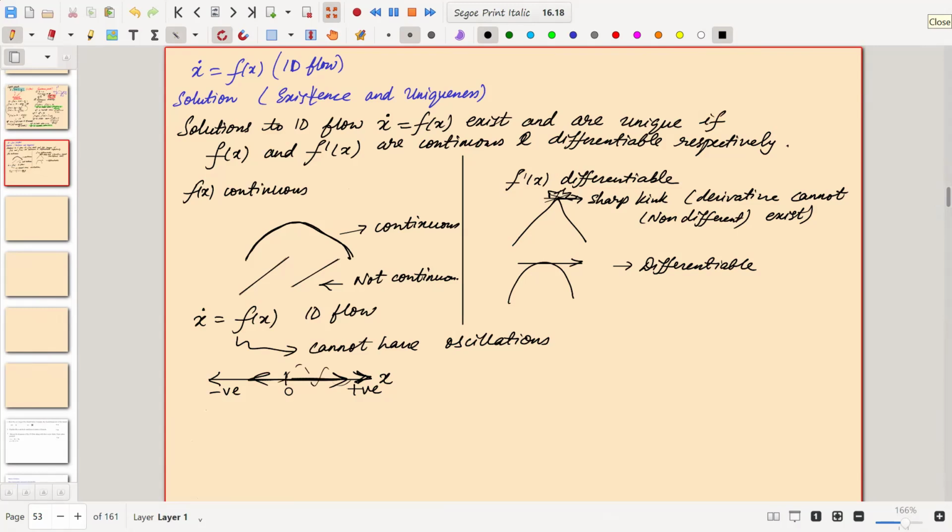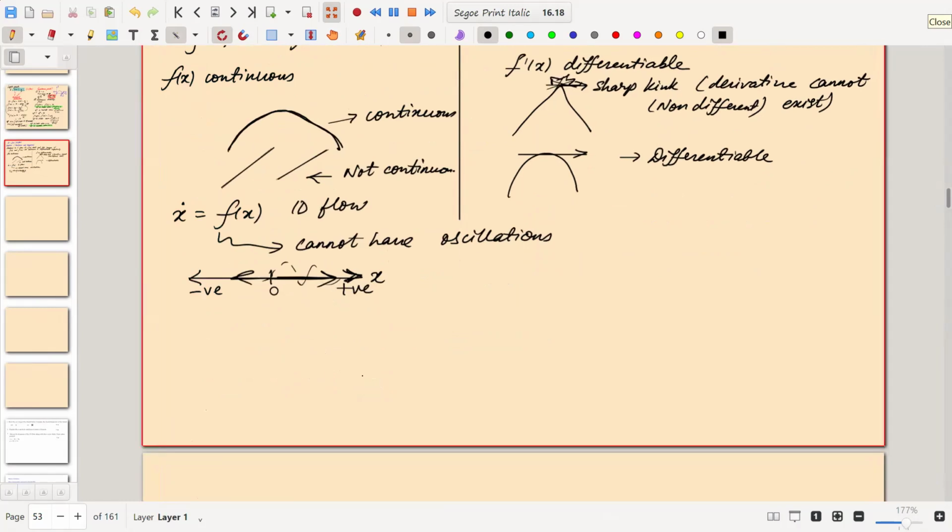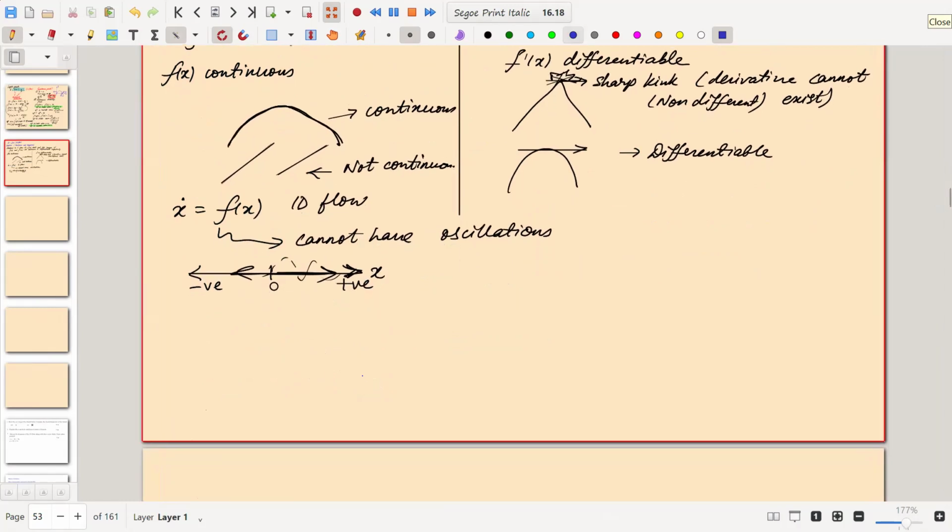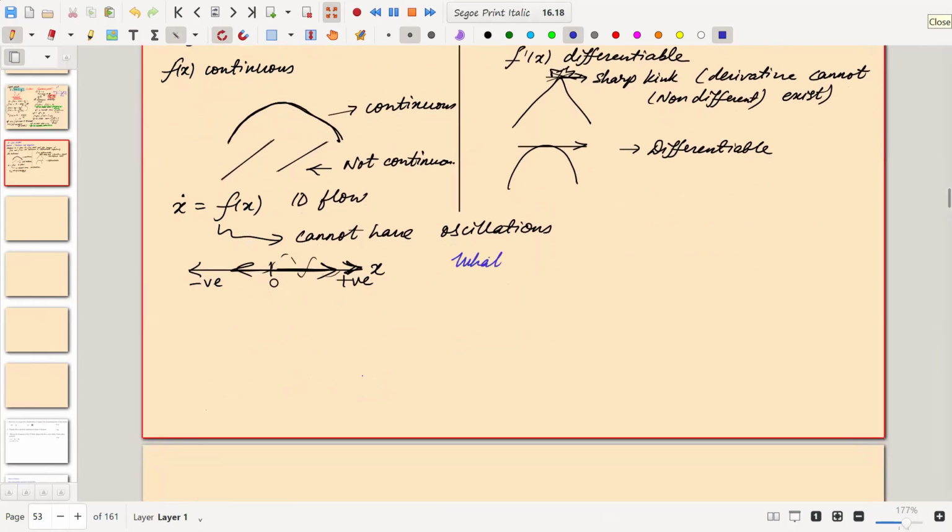Now that we have understood 1D flow, my question is: what kind of dynamics can the 1D flow, that is x dot equals f of x, exhibit? What do you think it can do?